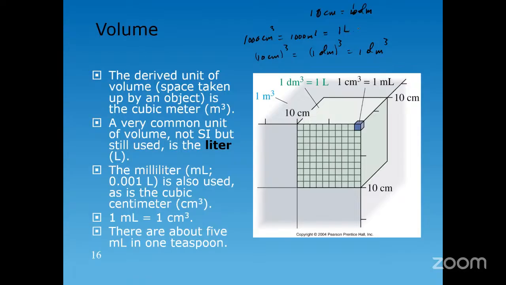So as a result, we can conclude that 1 liter is the same thing as 1 decimeter cubed, which is stated right here, right? So the decimeter cube unit is the same thing as a liter unit, and the milliliter unit is the same thing as a centimeter cube unit, right? I'm just showing you some different relationships between the different units as far as volume measurements are concerned.